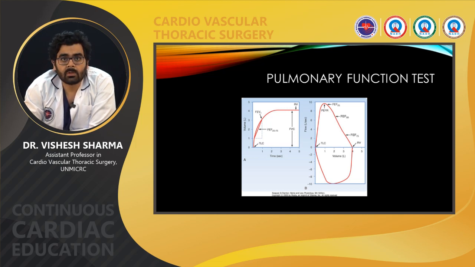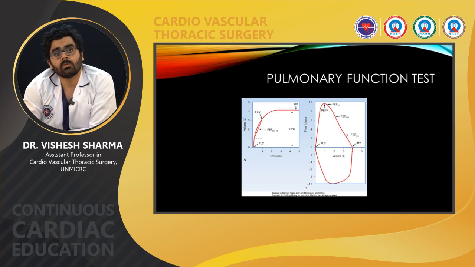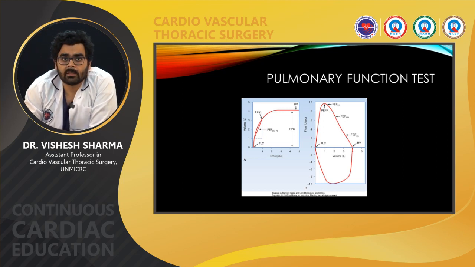This is where the inspiration starts and this is where the expiration is. This is the total lung capacity, and this is the residual volume that remains in the lung after a maximum expiration. You will notice there is forced expiratory flow at 25%, 50%, 75%. This becomes important in obstructive lung diseases where a coving pattern might be visualized. Anyway, coming back to the FEV1 and the forced vital capacity.